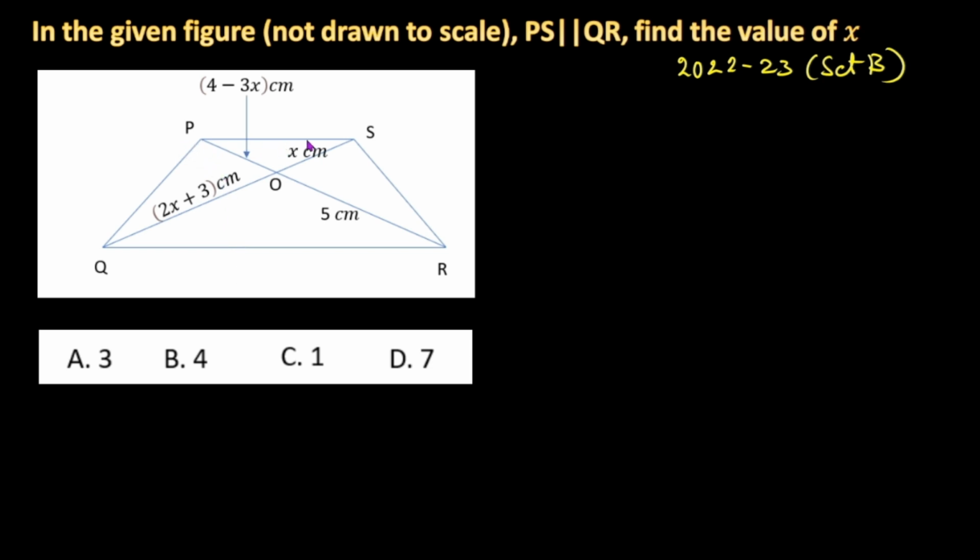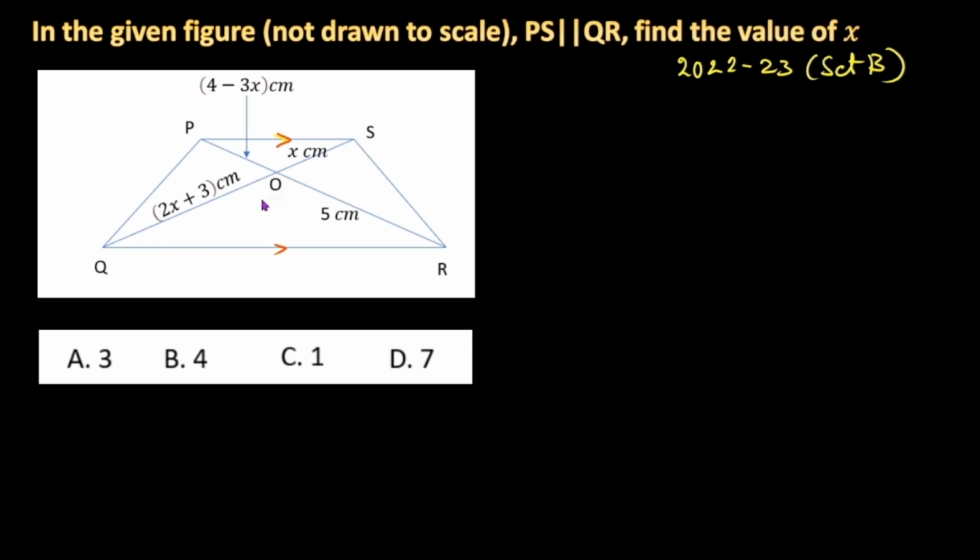PS is parallel to QR, and the diagonals are given. In the diagonals, all the individual distances are given: PO, OR, OQ and OS. We need to find X.